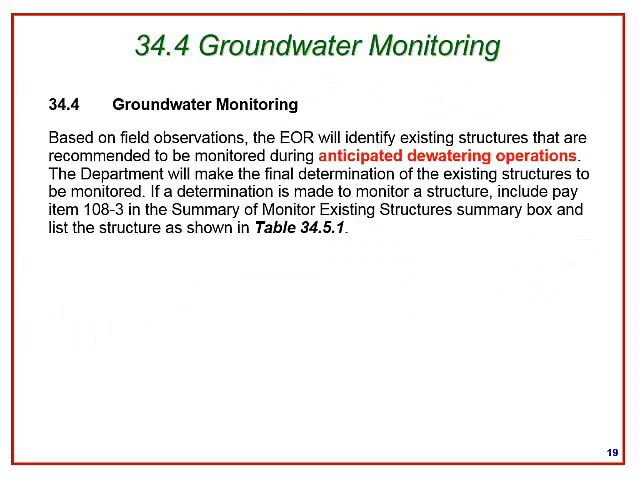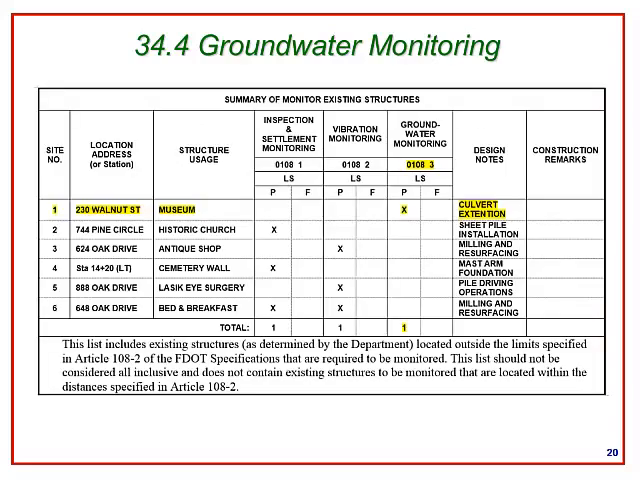So this is the last type of monitoring. As specified earlier, groundwater monitoring is uncommon. If a structure is located within the cone of influence for dewatering operations, this type of monitoring may be considered. But again, I'll repeat that it is not a common type of monitoring. For our example, we have one structure identified. So we have a museum that's included for anticipated dewatering activities.